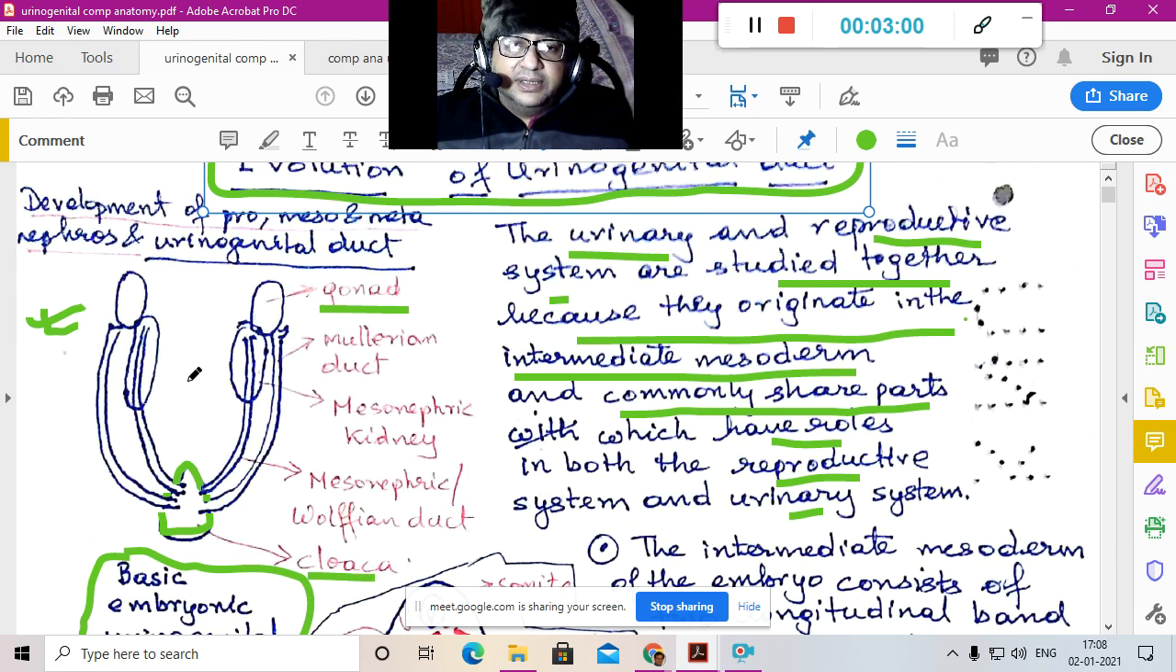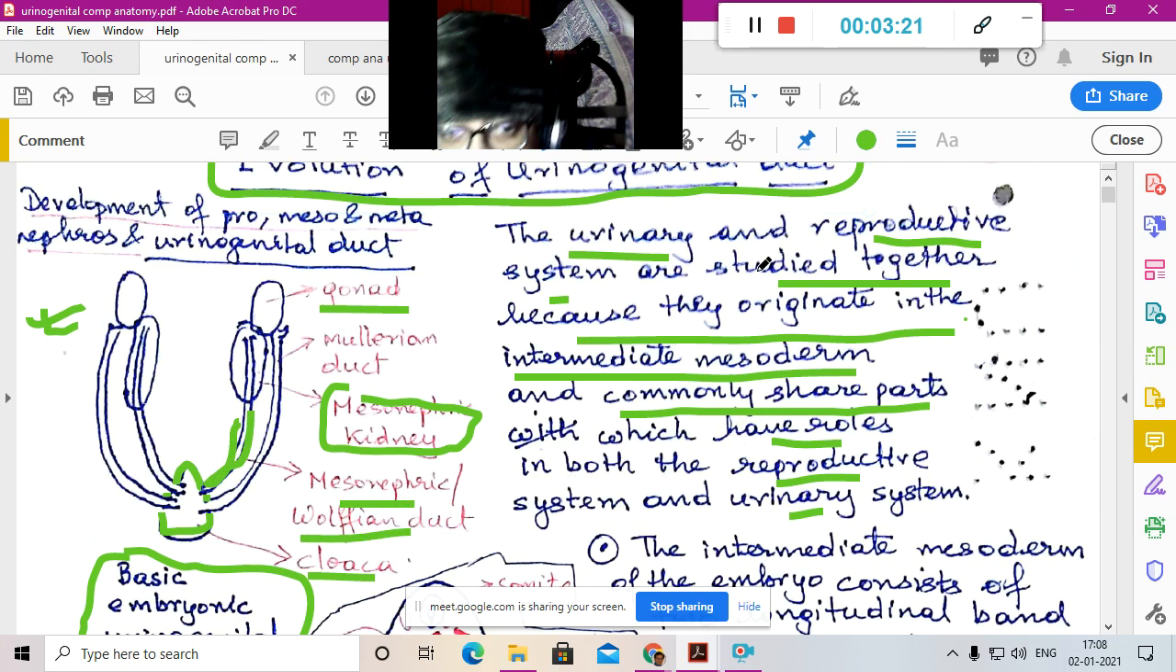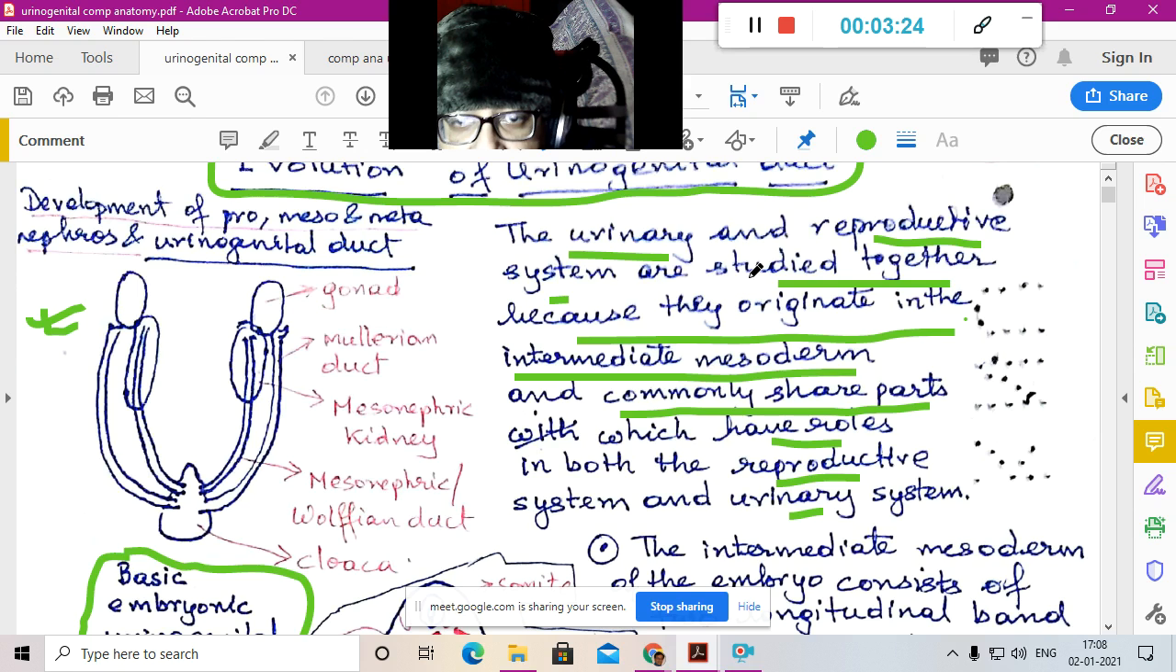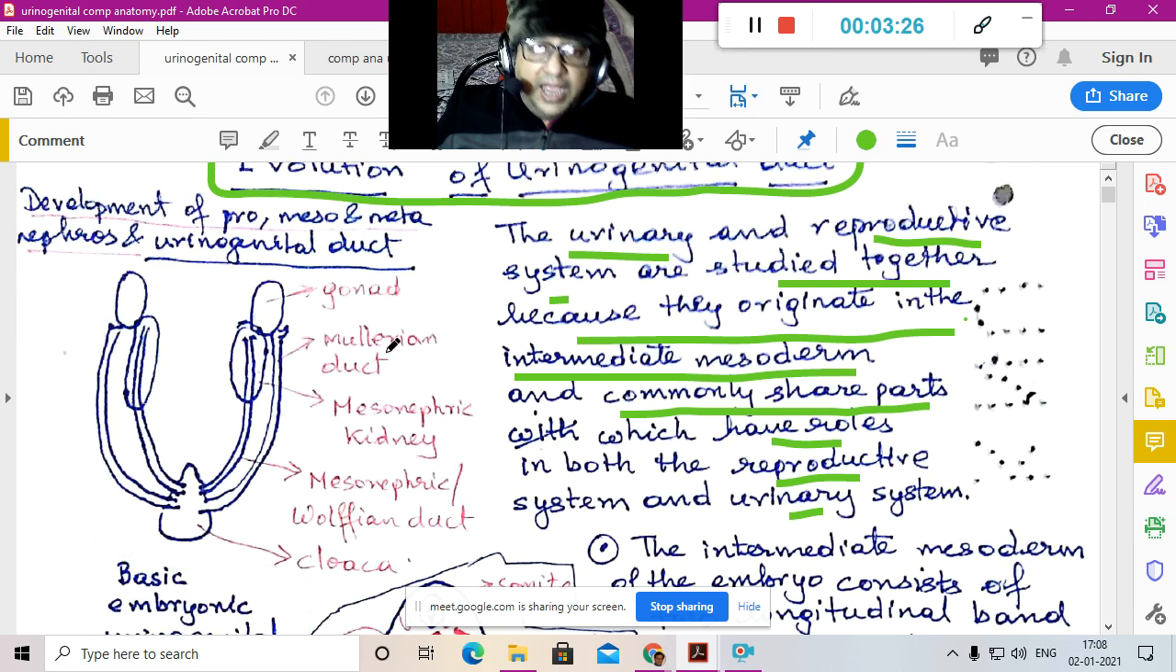And you have the primitive mesonephric kidney from which a duct comes out. This duct which is coming out here is known as the Wolffian duct or mesonephric duct. And from this gonad another duct comes out, and that is the Mullerian duct. So this is the basic embryonic duct.